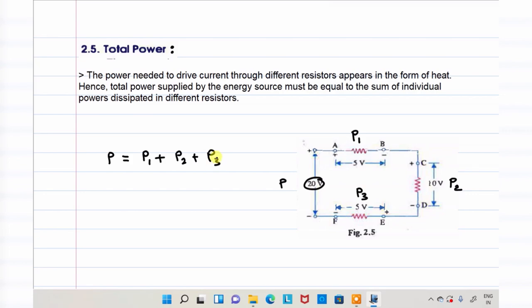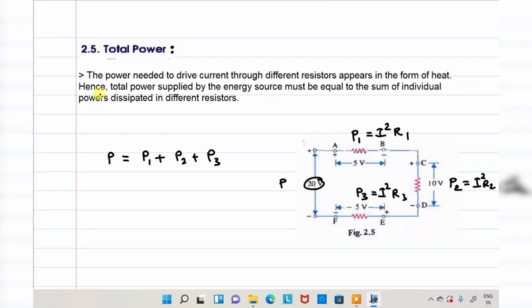This is the total power in case of a series circuit. The power needed to drive the current through different resistors appears in the form of heat. That means P is equal to I squared R1, P is equal to I squared R2, and P is equal to I squared R3. That means the particular power is dissipated as heat.